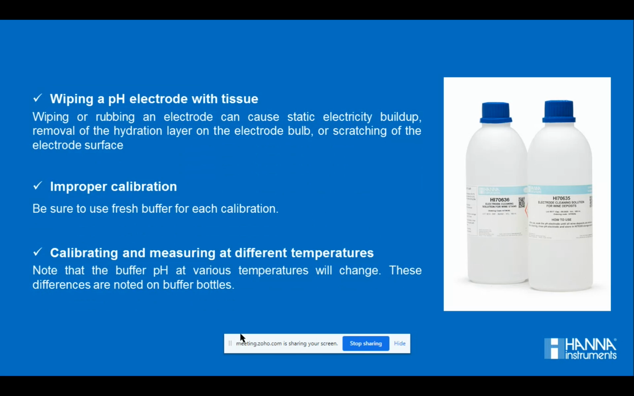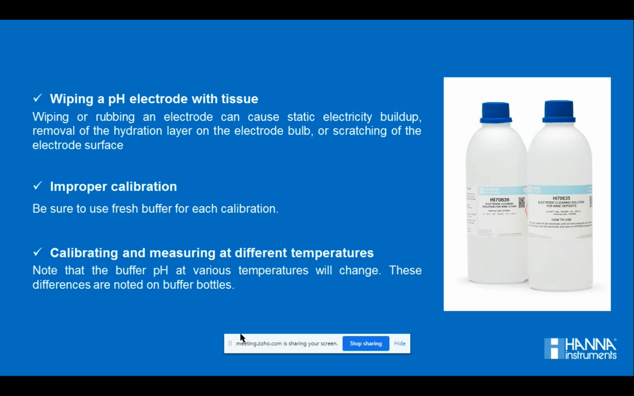Thus, in this case, you just have to stop using the tissue paper to clean your electrode. Instead, use DM water to clean your electrode and then store your electrode in the storage solution. If you still think that it is not getting cleaned properly, you can use cleaning solution daily after ending your measurements, and then you can store your electrode, and then you can use it for calibration or pH measurements.